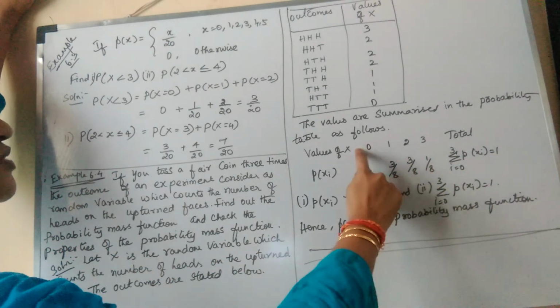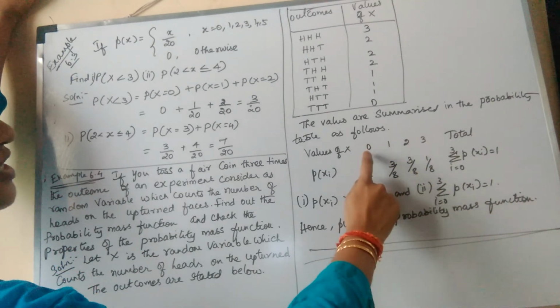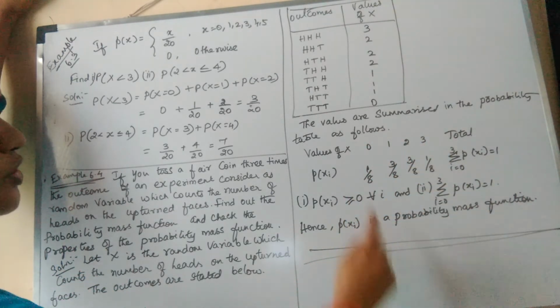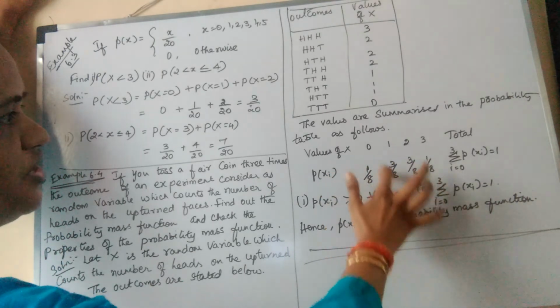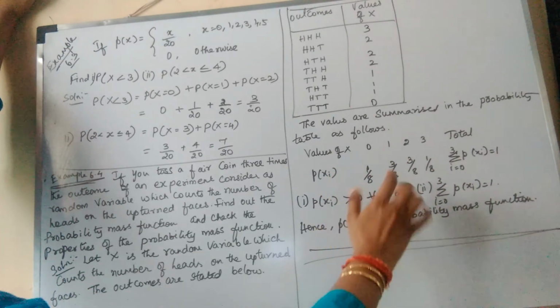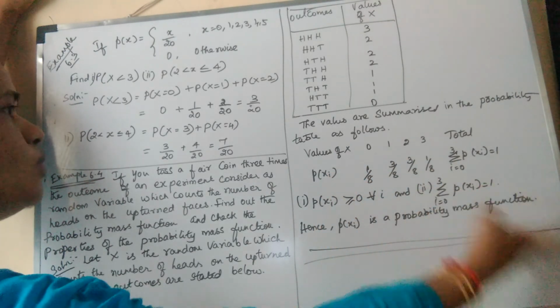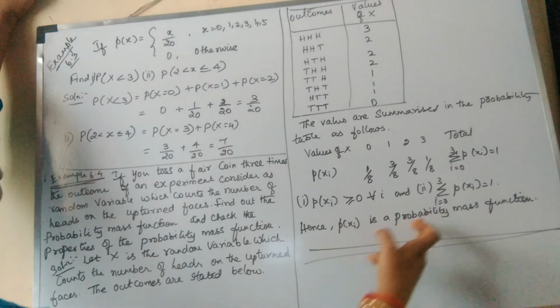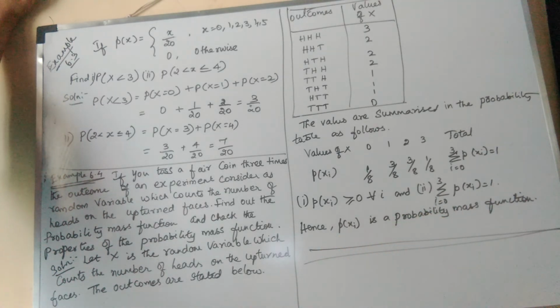So the x values data is from 0 to 3. What you are getting is the probability function. First check if it is all greater than or equal to 0. The second condition is the sum of the probability is 1. So this satisfies the probability mass function condition. Therefore this p of xi is a probability mass function.